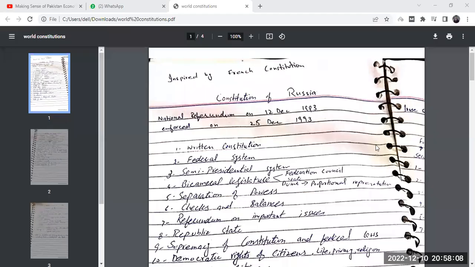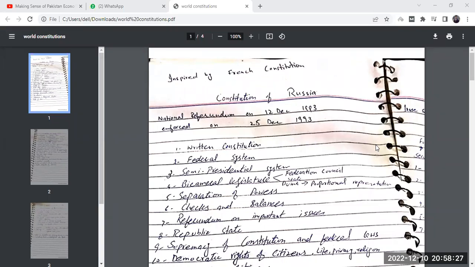आज का जो हमारा टॉपिक है इट्स अबाउट द कॉन्स्टिट्यूशन ऑफ रशिया. रशियन कॉन्स्टिट्यूशन इज मोस्टली इंस्पायर्ड बाय द फ्रेंच कॉन्स्टिट्यूशन. एज यू नो दैट फ्रेंच कॉन्स्टिट्यूशन is semi-presidential. Russian constitution is also a semi-presidential type of constitution, but Vladimir Putin has made it a kind of presidential system.